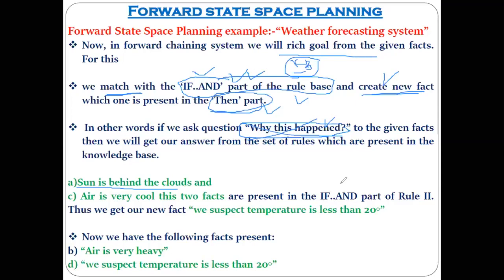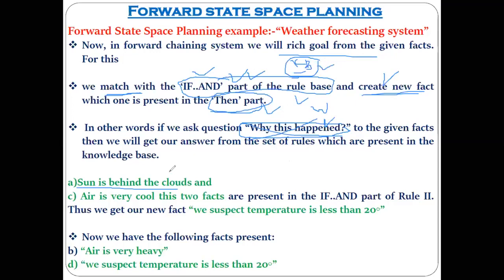One question is, what will happen next? Or why did this happen? Out of these two questions in forward state's planning, which question will be asked, the first or the second? What will happen next? Here I have mentioned "next" incorrectly. Here you have to consider, what will happen next? That kind of question will be answered by the knowledge base.